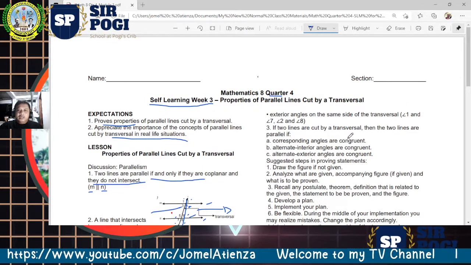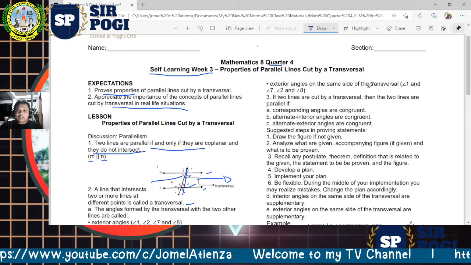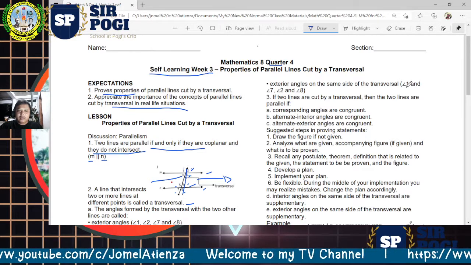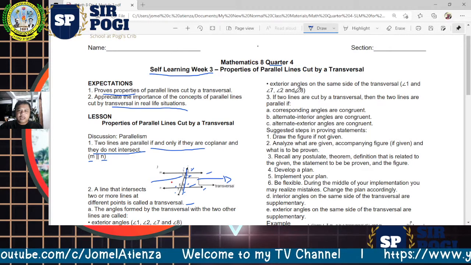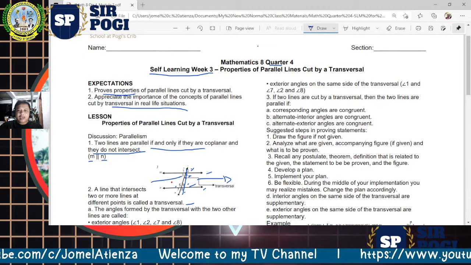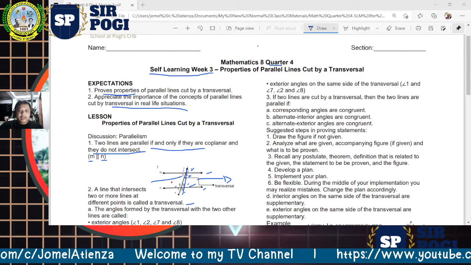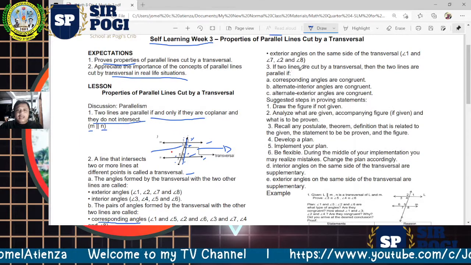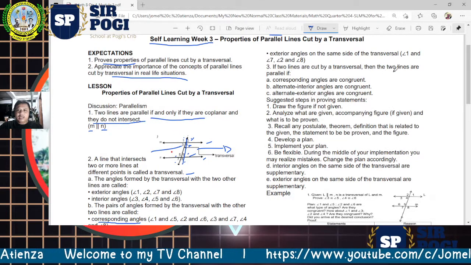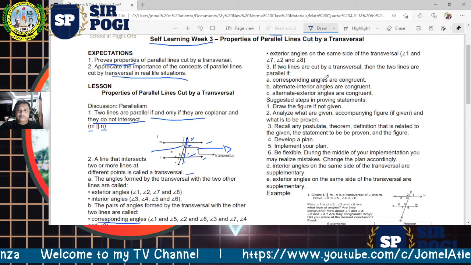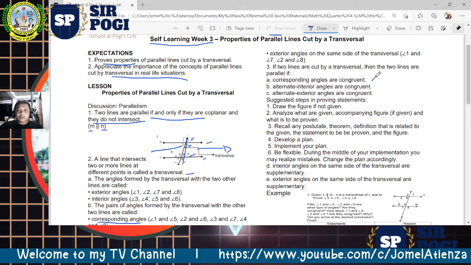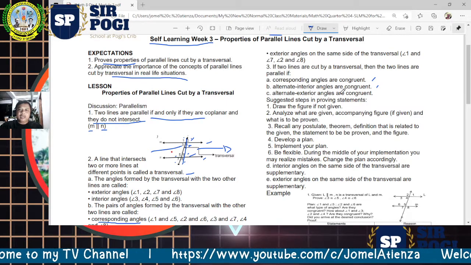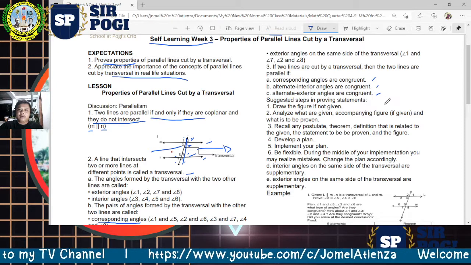Now, so we have exterior angles on the same side. Kapag naman exterior angles on the same side, nasa labas siya. So we have angle 1 and angle 7, then angle 2 and angle 8. Okay, so yun po yun. And then we have, if two lines are cut by a transversal, then the two lines are parallel if corresponding angles are congruent, alternate angles are congruent. Kagaya po na sinabi ko kanina. Ano po?